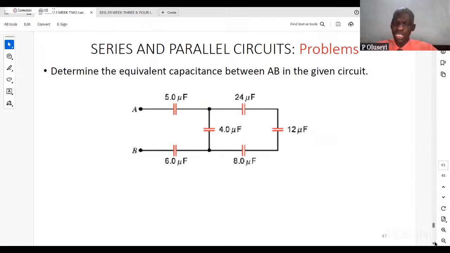So if I give you this problem and I ask you to solve it, can you please try it now? Try this problem for me.